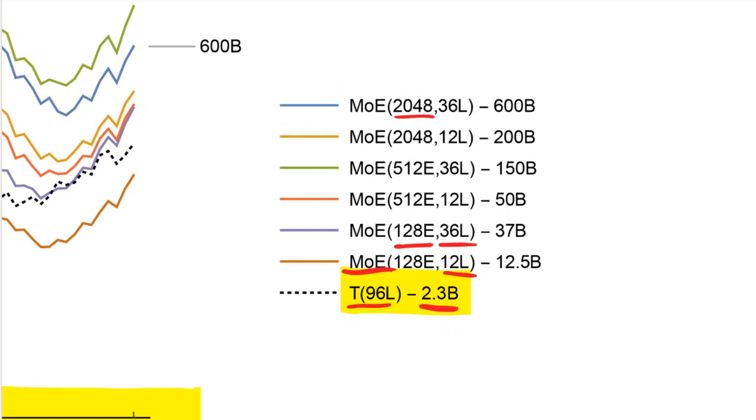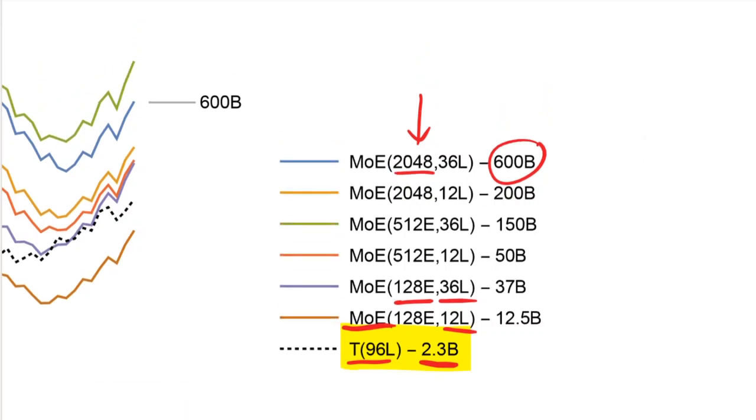So the reason it trains faster is because it has fewer layers. And then the reason it has more parameters is because it has a lot of these experts. And the art here is to constrain how much these more experts hurt you.